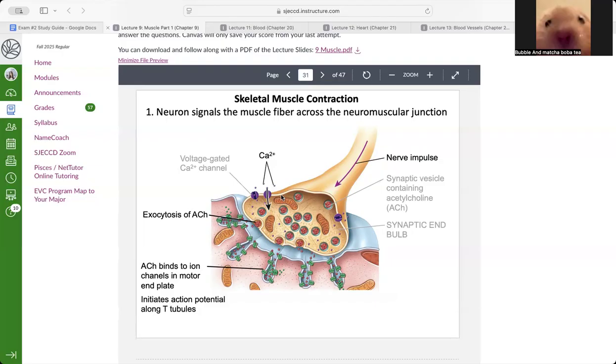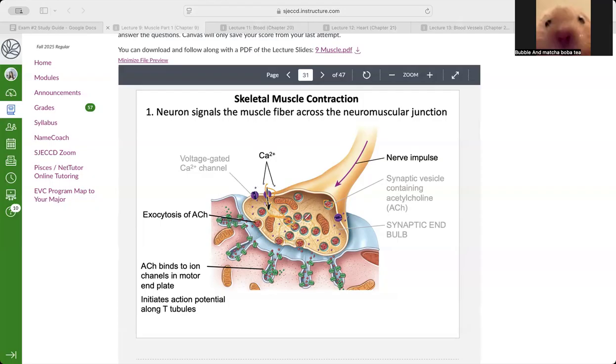So basically, let me explain this slowly. The action potential comes down. The voltage-gated calcium channels open. Let me draw this up. The calcium ions are right here. They rush in, and this triggers exocytosis. This would release acetylcholine, which is these guys. We're doing exocytosis, splitting, and we become these guys.